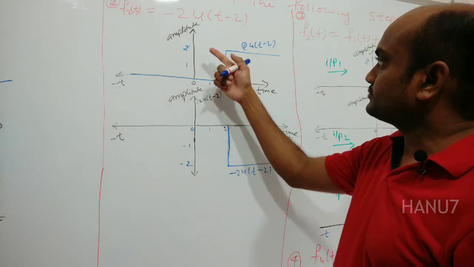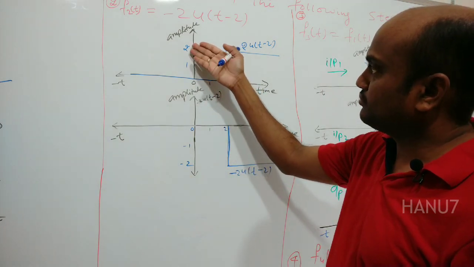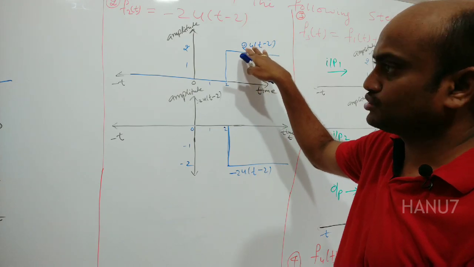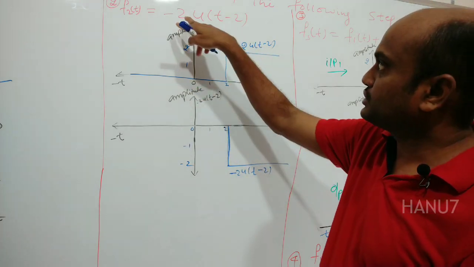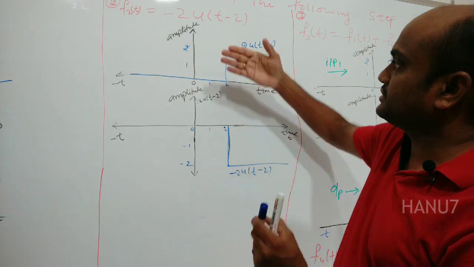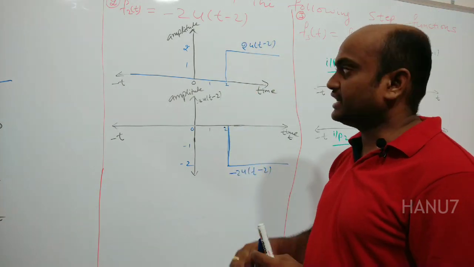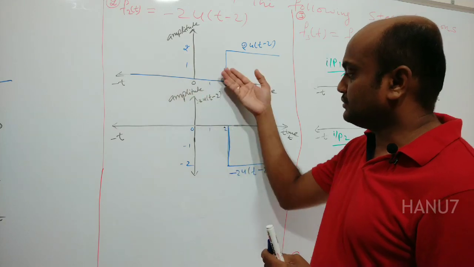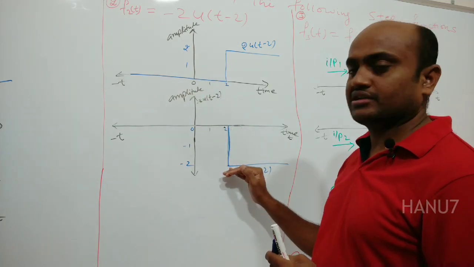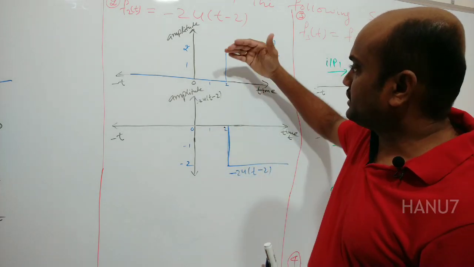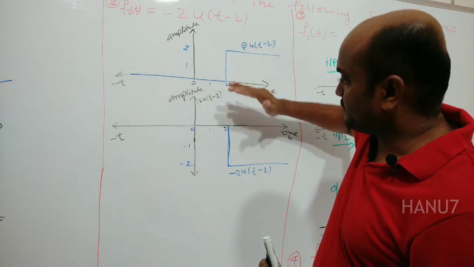After that, I am scaling the value to minus 2 instead of 2. Actually, this is your u of t minus 2 into 2. But I want minus 2 into u of t minus 2, which will be just a mirror image of this. So just in order to show that, I have scaled it to 2 and then I am showing you the amplitude scaling factor of minus 2. So it is exactly just like a mirror image of this.